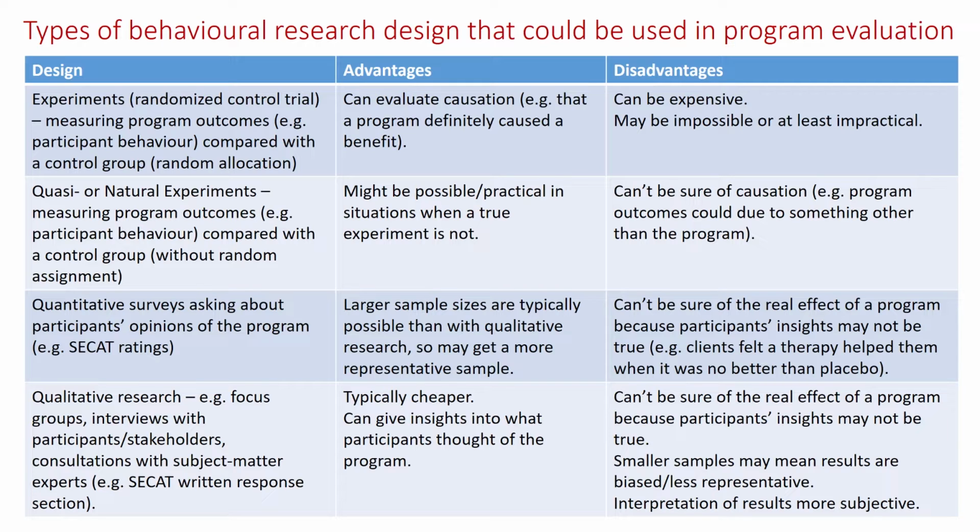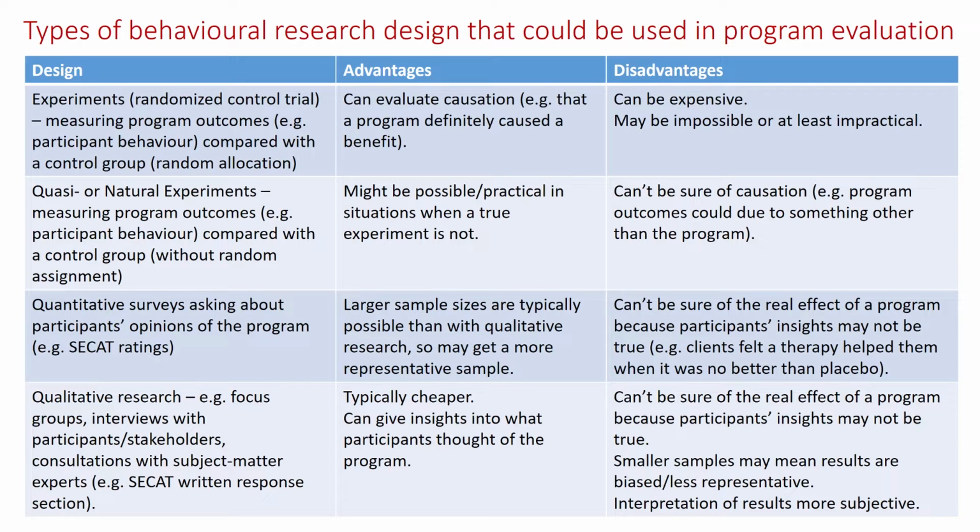Disadvantages of this sort of survey approach compared with experiments and also the quasi-experiments is that we can't be sure of the real effect of a program, because people's insights or opinions about that program may not be true. So in this survey we're asking people what they thought of the program or the course. We can ask them whether they thought it improved them or not. But what we know from a lot of research in psychology is that often, first of all, it could be that people just don't have any insight into whether they've improved or not improved, or what's helped them or not helped them. And the second thing is that even if they do have insight, they might have other reasons why they might not want to be forthcoming about it.